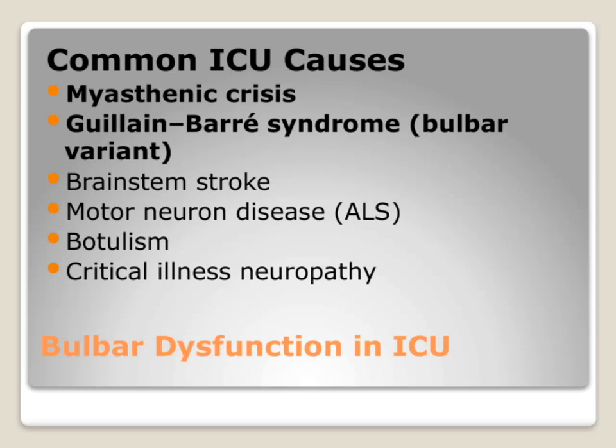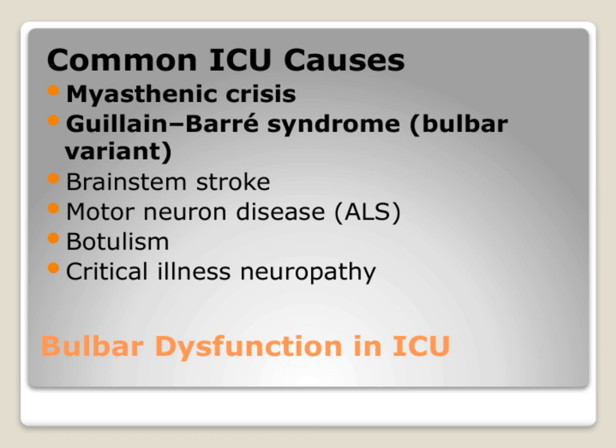Now, let's take a closer look at some common causes of ICU-related bulbar dysfunction. First, we have myasthenic crisis, which is a severe exacerbation of myasthenia gravis that can lead to significant bulbar weakness and respiratory failure. It's important to recognize this early because prompt treatment can be life-saving. Next, Guillain-Barré syndrome, particularly the bulbar variant, can cause rapid-onset weakness affecting the muscles responsible for swallowing and speech. This syndrome is often preceded by an infection and requires prompt immunotherapy. Brainstem stroke is another critical cause.